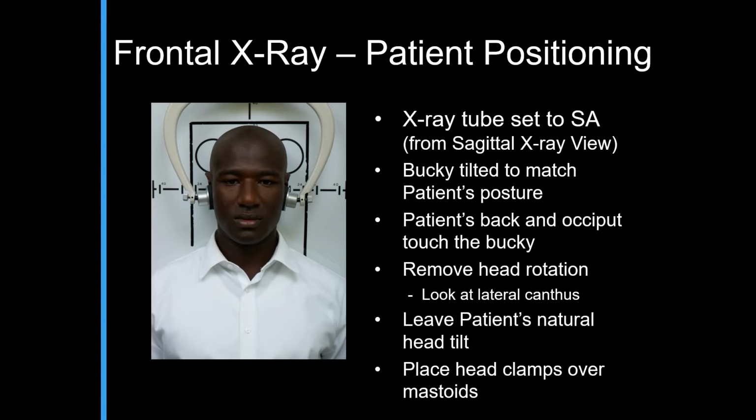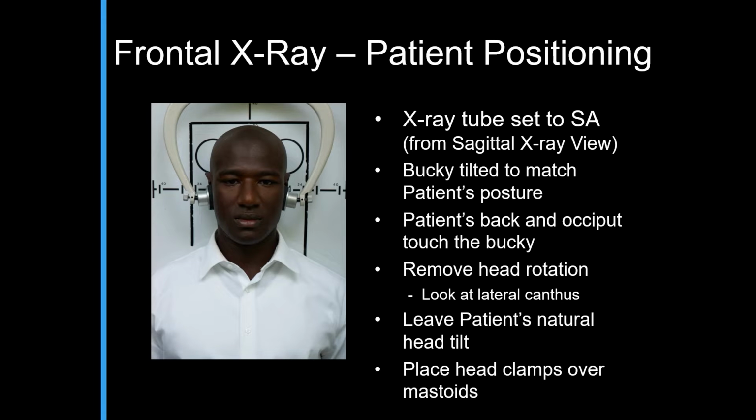As far as the position is concerned, you set the X-ray tube to the SA. The bucky is tilted to match the patient's posture. The patient is back in occiput. Touch the bucky. Remove the head rotation, looking at the lateral canthus. I'm leaving this in because I need to reference back to what is 0 when we're looking at these different structures. And it's important to know what we're actually looking at when we're adjusting the patient.